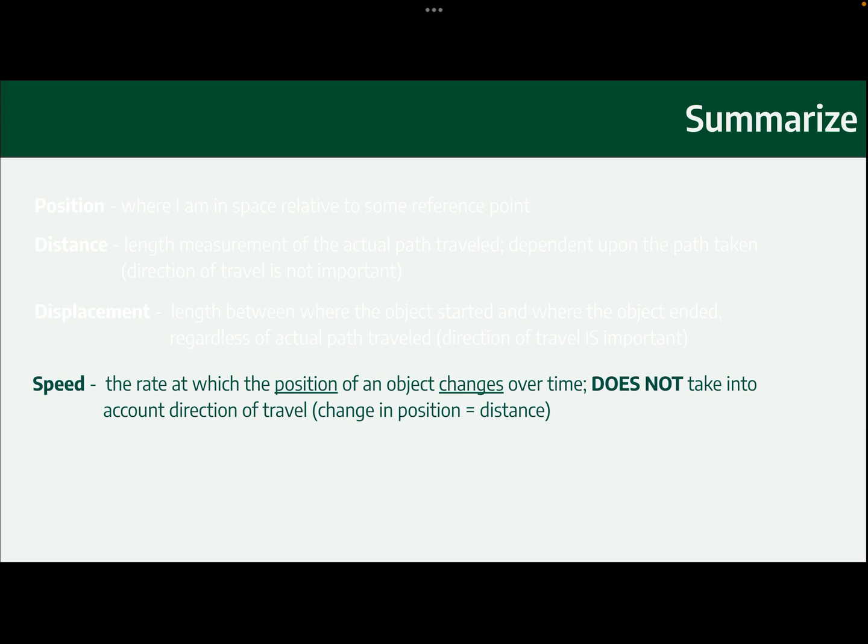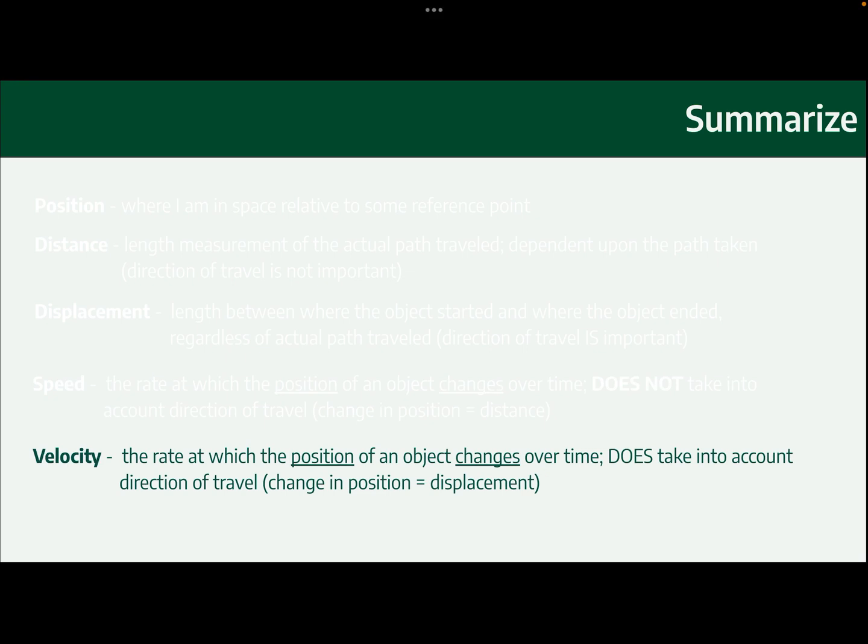Speed is the rate at which the position of an object changes over time, and it does not take into account the direction of travel because the change in position that it uses is a distance. And a velocity is the rate at which a position of an object changes over time, and it does take into account a direction of travel because its change in position is a displacement. So as we're moving forward, these terms are ones that will be used in class, and it's important that you understand what it is that's being discussed as these terms are being used.